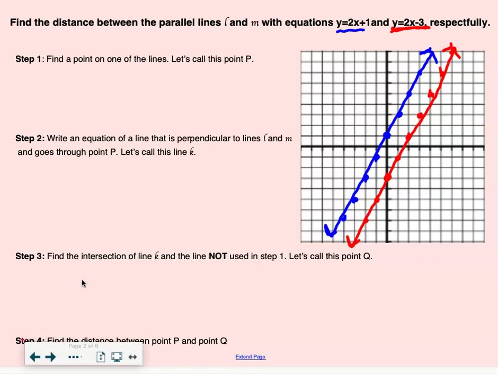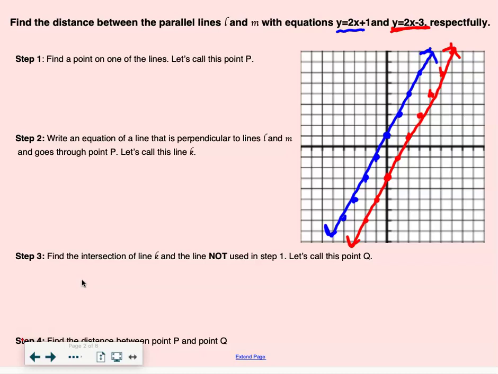Does it matter where I'm at? Is it always going to be the same distance away from each other? If I pick a point here or wherever, it's always going to be the same distance, right? So for step 1, it says find a point on one of the lines. Let's just use line L, this first one. What would be an easy point that we could always use? 0, 1. Yeah, the y-intercept.